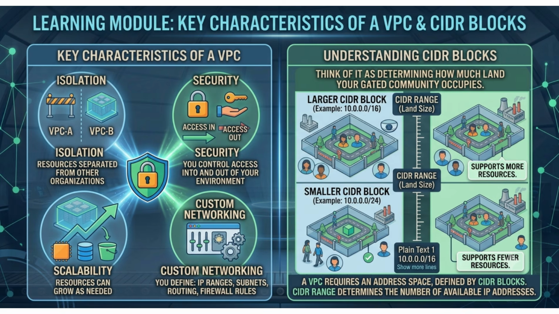Understanding CIDR. Every VPC requires an address space. This is defined using CIDR blocks. Example: 10.0.0.0/16. The CIDR range determines how many IP addresses are available within the VPC. Think of it as determining how much land your gated community occupies. A larger CIDR range supports more resources. A smaller CIDR range supports fewer resources.